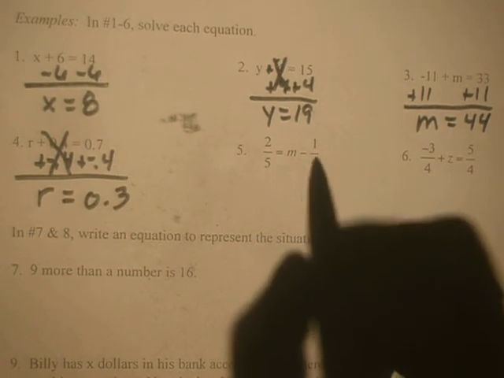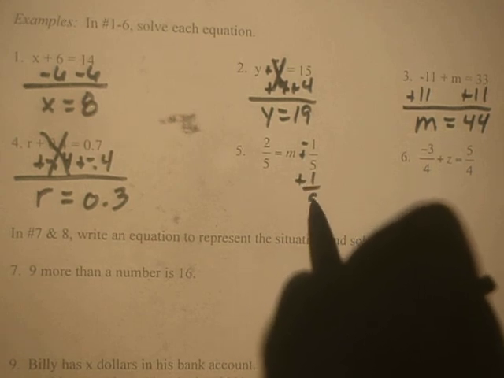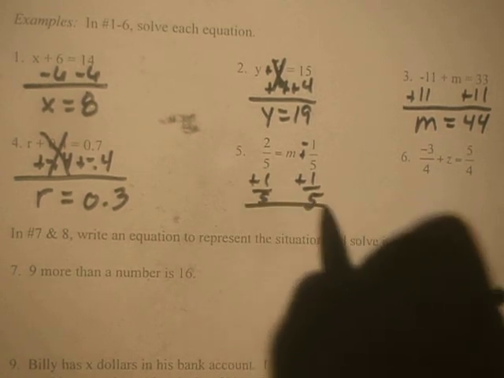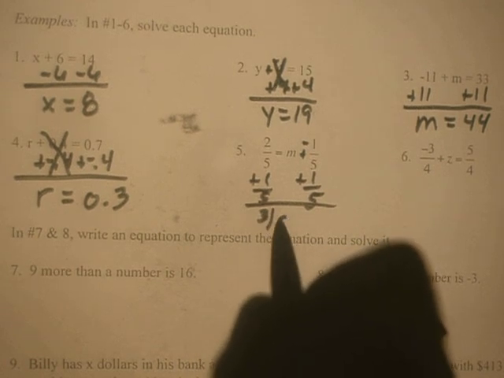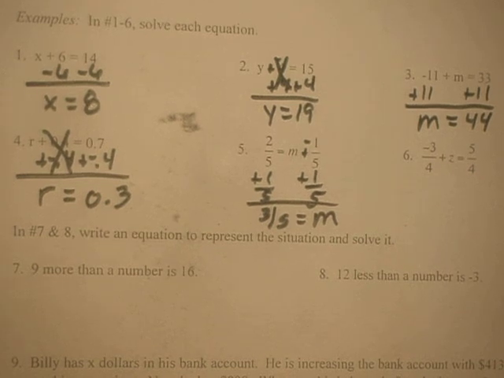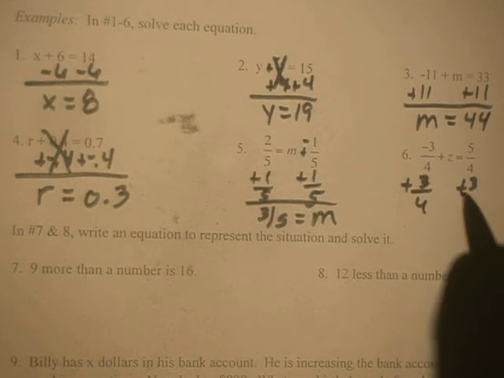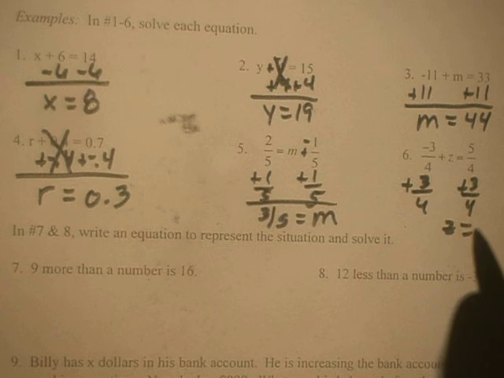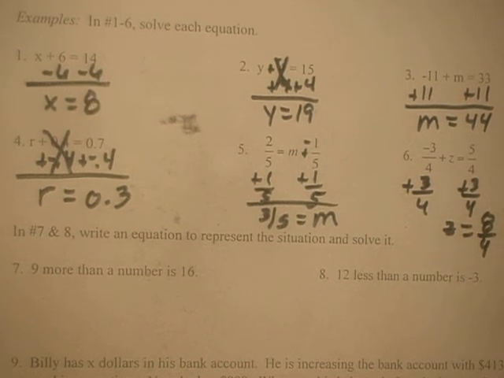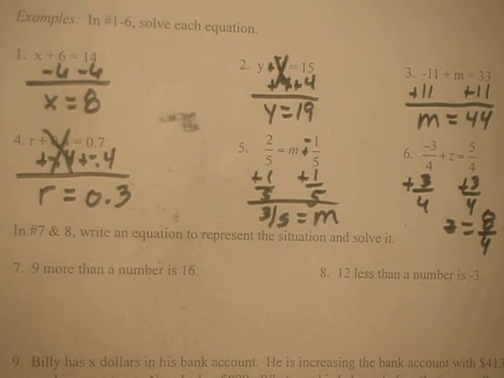Last two examples, we have fractions. You might want to zip zap that, adding a 1/5 to both sides. You would have 3/5 equals m. If you're adding fractions, your bottom number stays the same. You add your top number. And number 6, adding 3/4 to both sides, you are left with z equals 8 over 4. And of course you would want to reduce that to z equals 2.